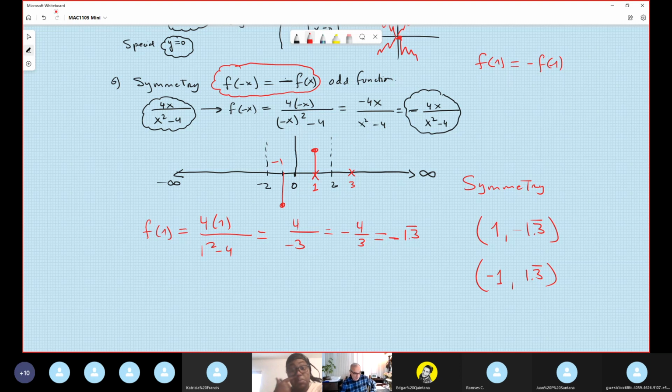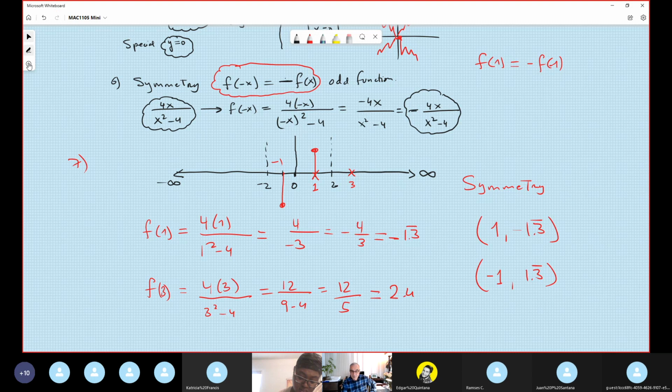One more, 3. Of course, 3. Why not? Evaluate f at 3. We are doing this additional point. How many points? In this case, 2 is enough, I suppose. If you want more, it's okay. It's 4 times 3 over 3 squared minus 4. This is 12, this is 9 minus 4 is 5. It's 12 over 5, and 12 over 5 in decimal is 2.4.